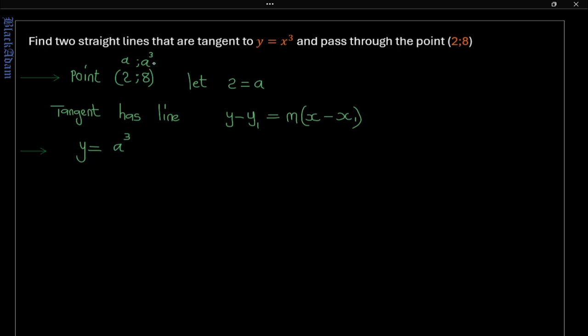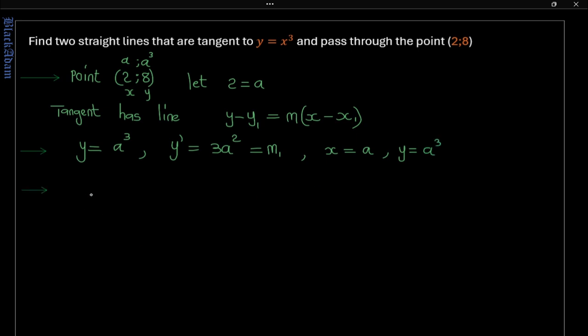So y is going to be a cubed, since 8 is a cubed, where 2 is equal to a, and then the derivative will give us 3a squared, and that's equivalent to the gradient for the tangent. Because we have two lines, it's going to be gradient m1. So x is 2 and y is 8, which is 2 cubed. So x is going to be a, because 2 is a, and y is going to be a cubed.